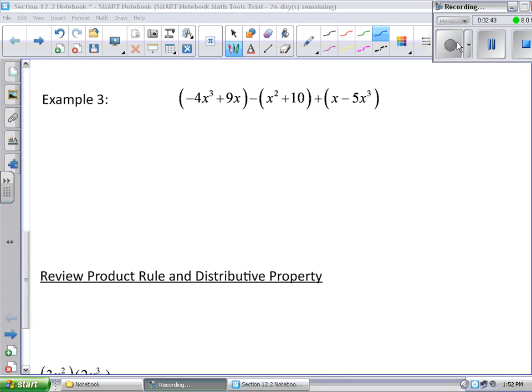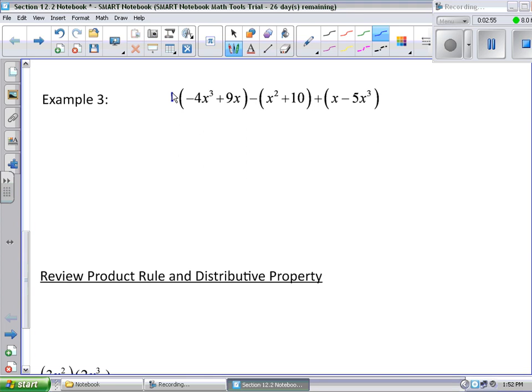Example 3, I have three binomials. I want to subtract the first pair and add the last one. So I'm going to just take the parentheses off this first one. It's like distributing a 1. So I'll have negative 4x cubed plus 9x. Now here the negative in the front is like distributing a negative 1. So when I do negative 1 times x squared, I'll get negative x squared. It will change the sign. Negative 1 times positive 10 is negative 10. And here on this last one, it's a positive. That's like distributing a positive 1. I can just take the parentheses off.